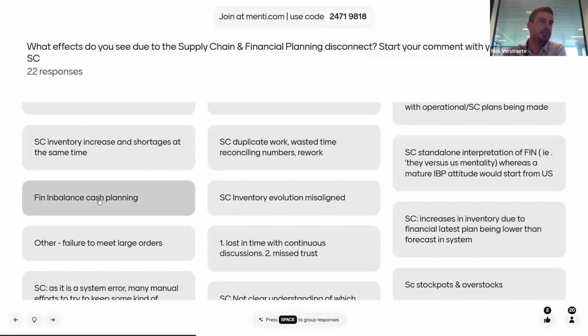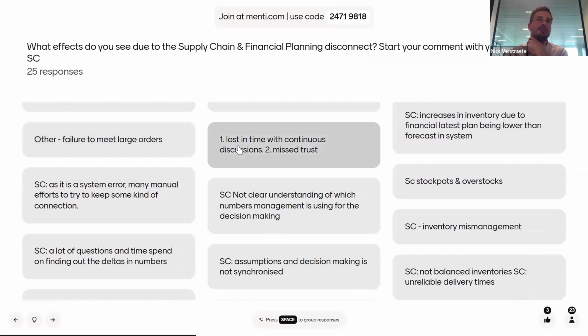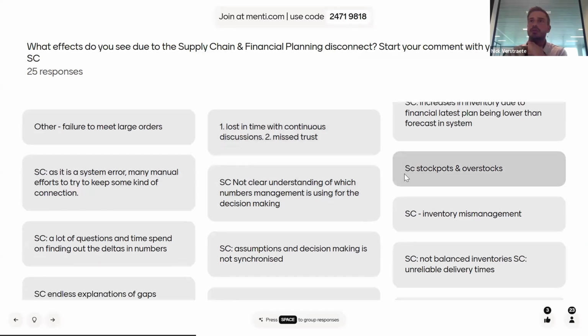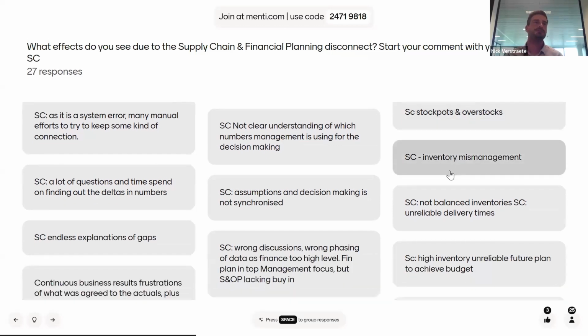Answer from finance: imbalance in cash planning. Increases in inventory due to the financial latest plan being lower than the forecast in the system. Failure to meet large orders, time lost with continuous discussions, missed trust. Trust is definitely a big thing between departments, a mistrust. Stock pots and overstocks. Interesting what stock pots would refer to. Not balanced inventories.